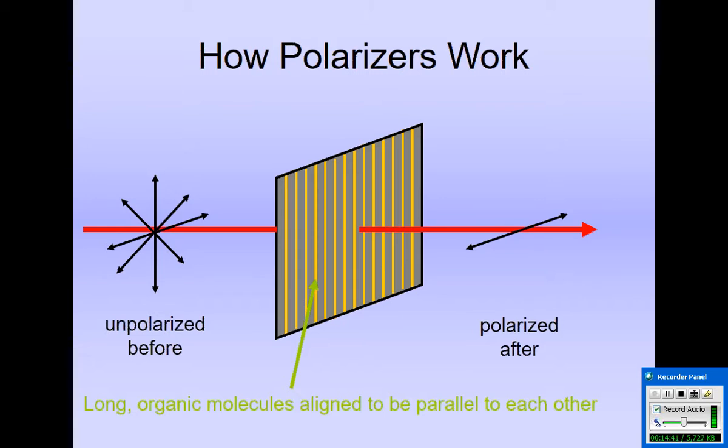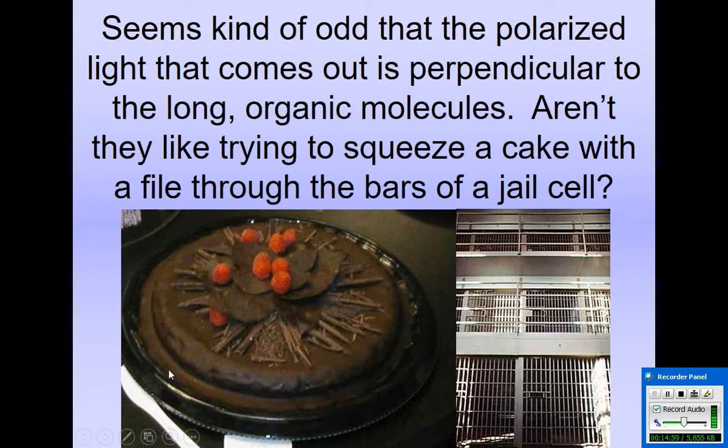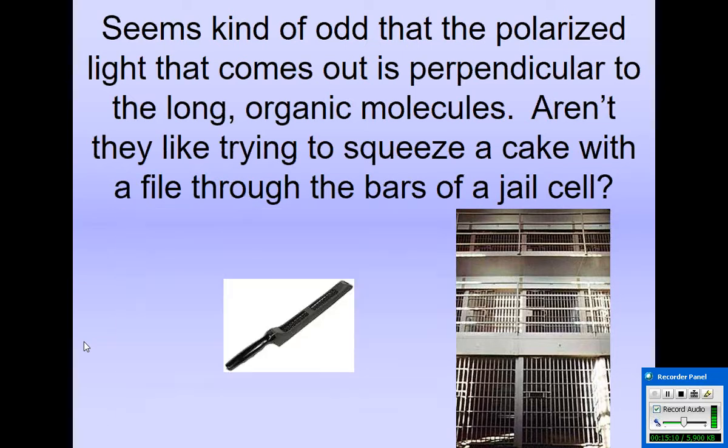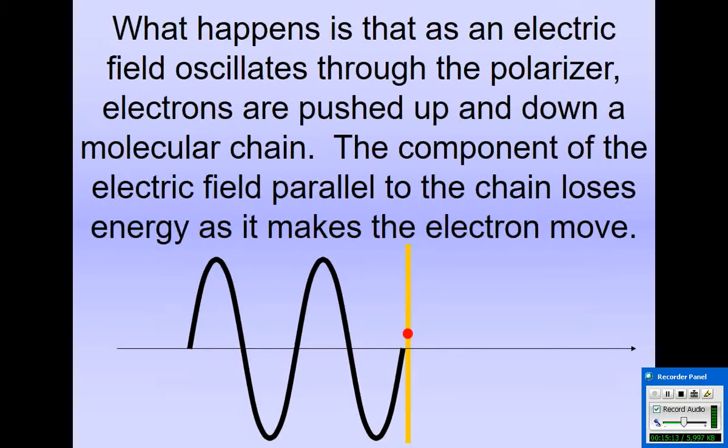Notice, though, the orientation of the light that comes out polarized. The angle of the orientation of the electric field oscillations is perpendicular to the direction of the organic molecules, which might go a little bit against what you were thinking. You might think that what's happening is that the light is like a cake with a file being squeezed through the bars of a jail cell. Well, it's not like that.